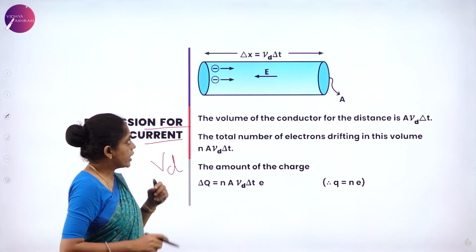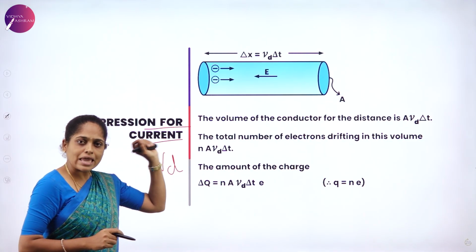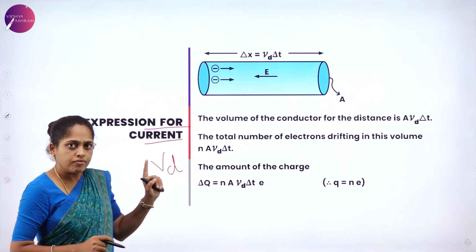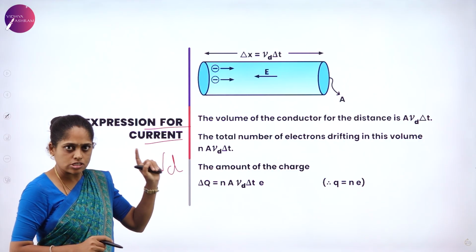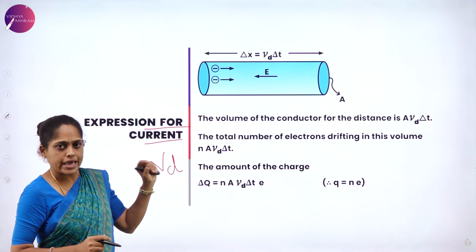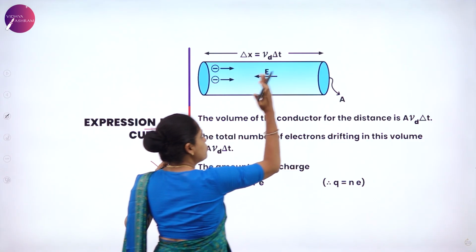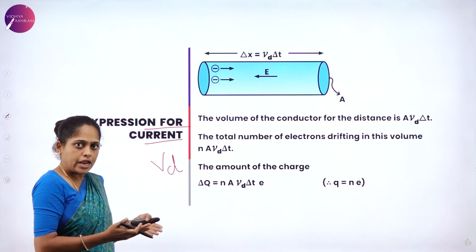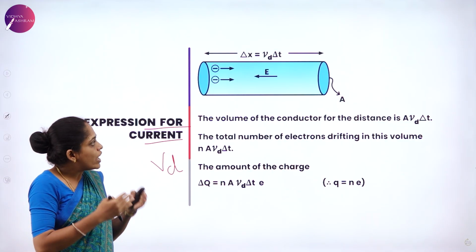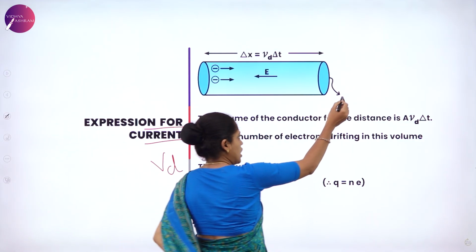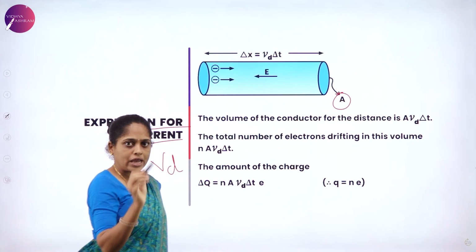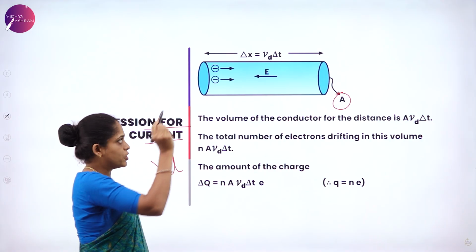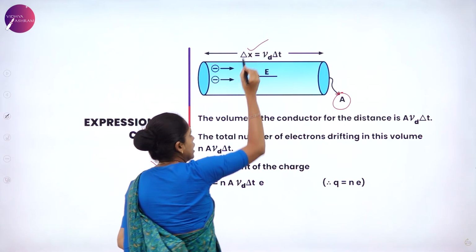Again, you have to draw the same diagram, but instead of L, here we consider the displacement, that is delta x, meaning from one point to another point of the conductor, the electrons flow through an area of cross section A with respect to time, that is current. Now I have to derive the current expression considering this diagram.